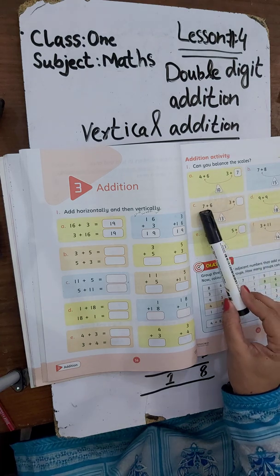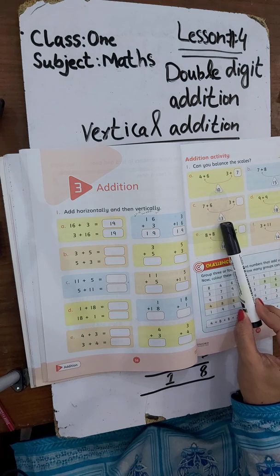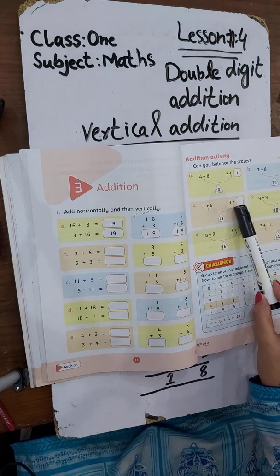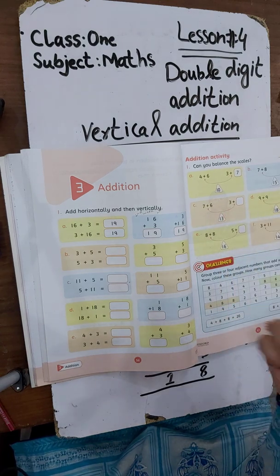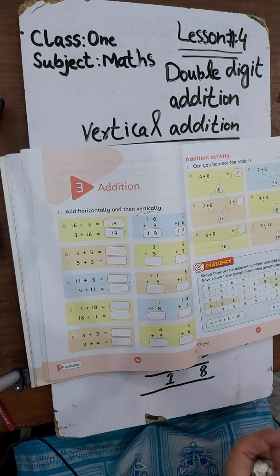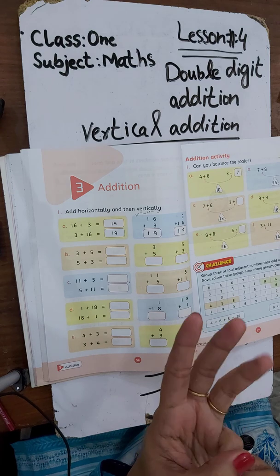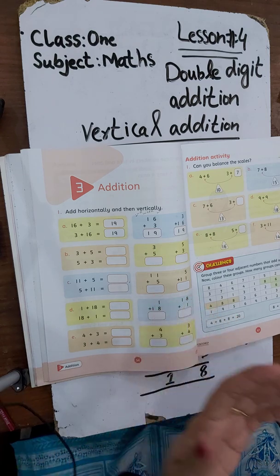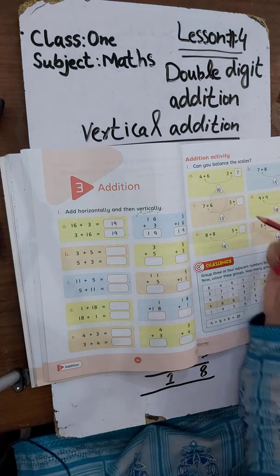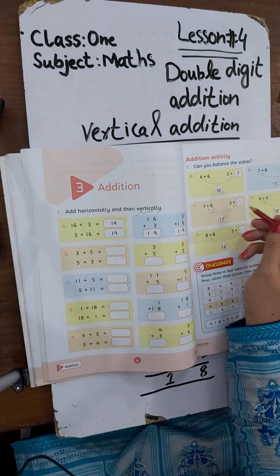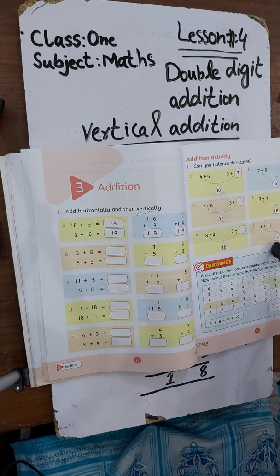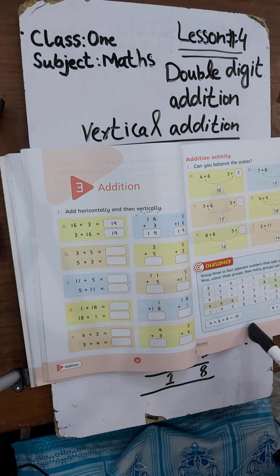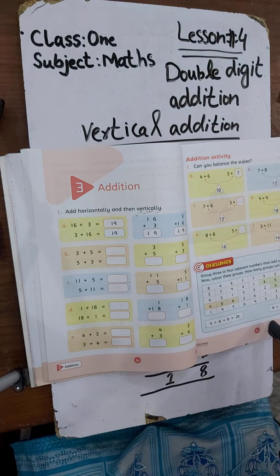For example, if 7 plus 6 is equal to 13, then which number will you add to 3 to get 13? After 3 what comes? 4, 5, 6, 7, 8, 9, 10, 11, 12, 13. So it means you will add 10 to 3, then you will get 13. Solve this activity, it is very interesting, and also solve this challenge. It is also very interesting.